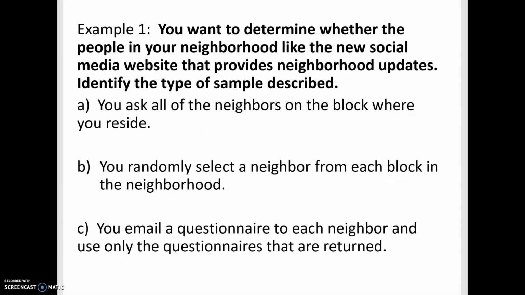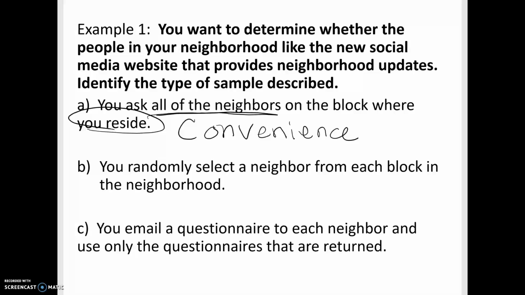So for example 1, we just wanted to go through and decide which type of sample we described. We want to determine whether people in the neighborhood like the new social media website. For the first type of sample, I asked all of the neighbors in the block where I reside. That is a convenience sample because it is nearby.